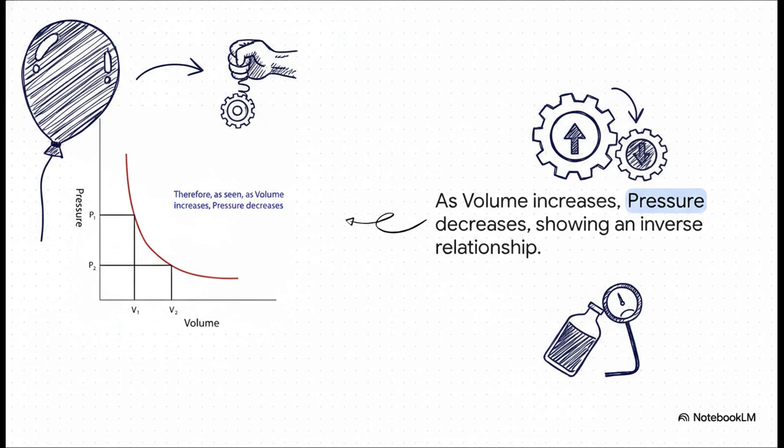And this graph shows that relationship perfectly. Just look at it. As the volume along the bottom gets bigger, the pressure on the side drops down along that smooth curve. It's so predictable that if you double the volume, you literally cut the pressure exactly in half.